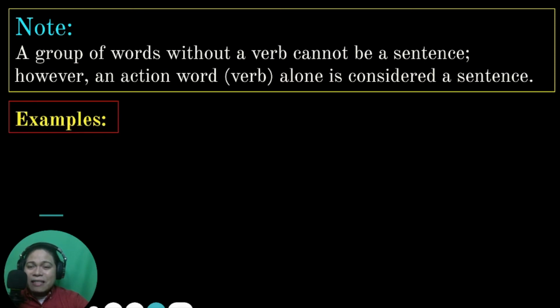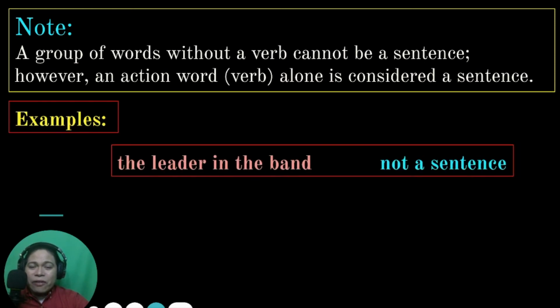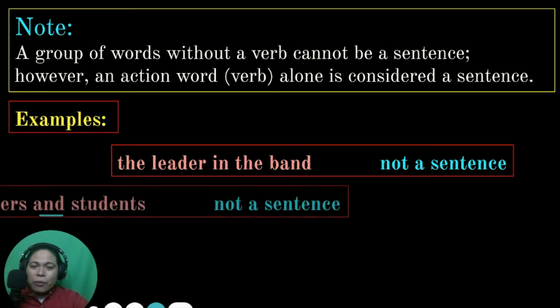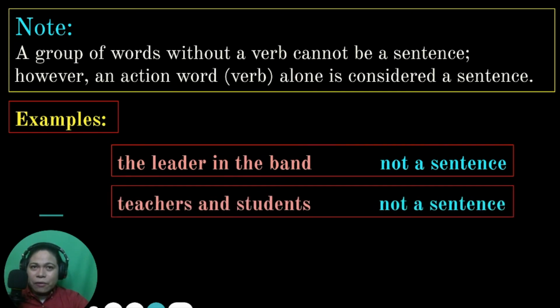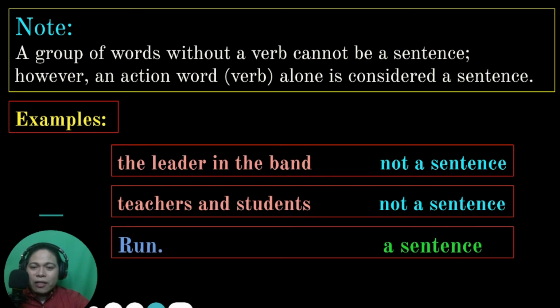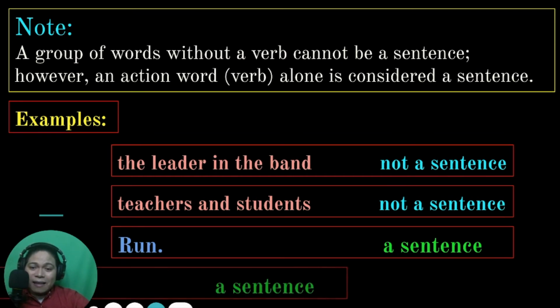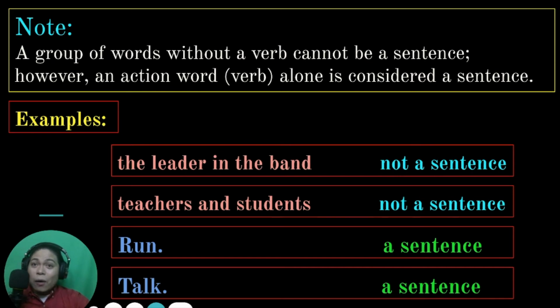Okay, let's have these examples. Number one, the leader in the band. So definitely it's not a sentence, it's just a phrase. We have here teachers and students, also a phrase. It can be a noun phrase or objective phrase, so like that. But the word run, you see, it's capitalized and there is a punctuation mark there, and that is a period. That is a sentence. And the second one is talk. That's also a sentence because it gives instruction to someone to do the action.